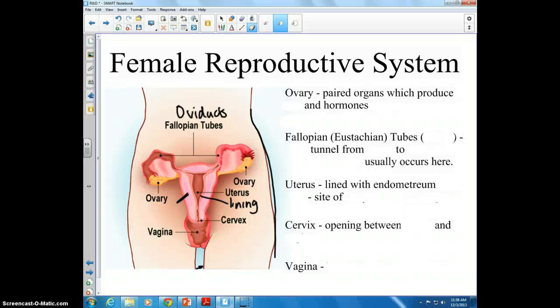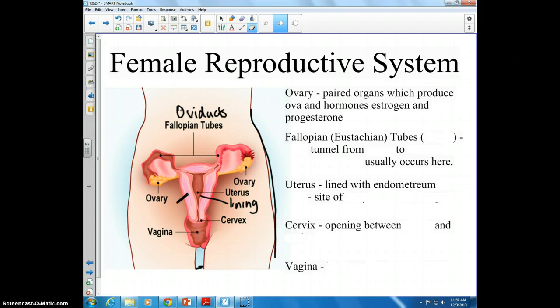They're paired organs, and the ovaries produce ova, which is a fancy word for what? Eggs, right? So ovaries produce eggs, and they also produce two hormones. And the two hormones that are produced in the ovaries are estrogen and progesterone. Now, do either of those sound familiar to you? Estrogen. Estrogen is considered to be the female sex hormone. What is the corresponding sex hormone in males? Correct, testosterone. Good. So estrogen is what makes people have more feminine features, and testosterone makes people have what we would consider more manly features.